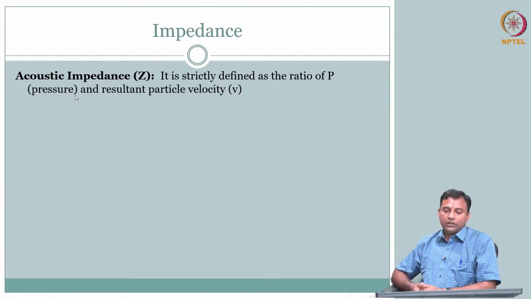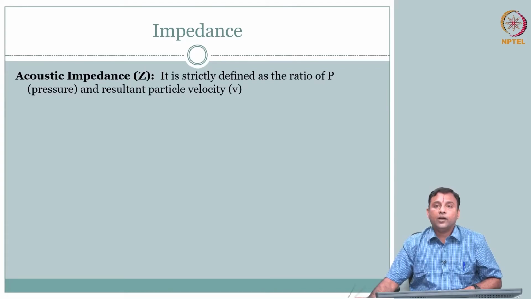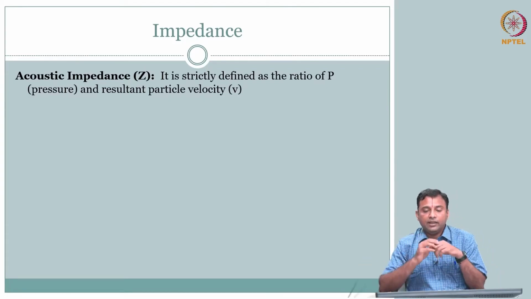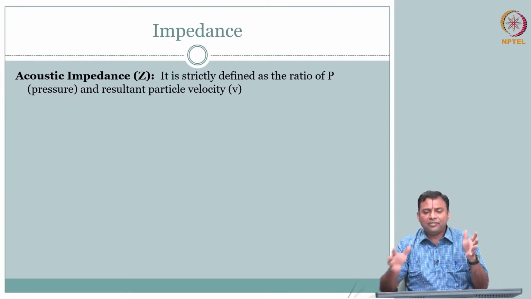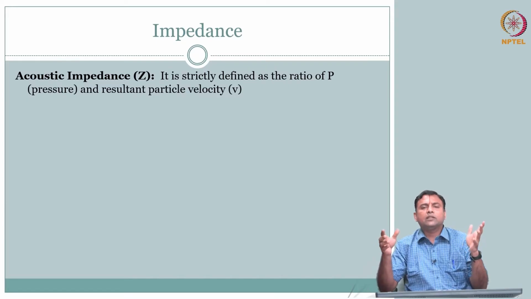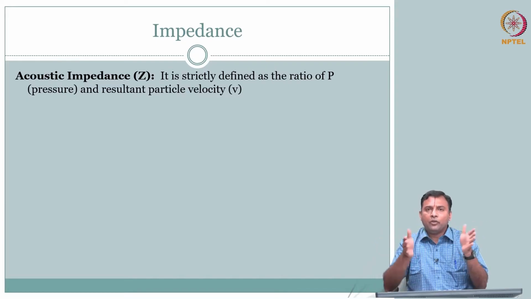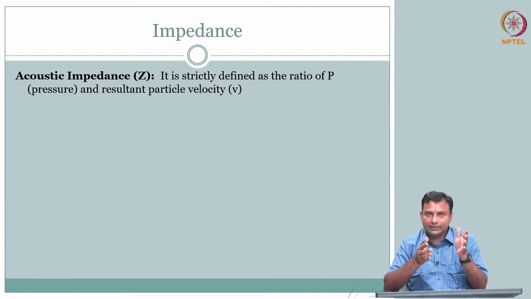What do we mean by acoustic impedance? What is acoustic impedance? It is strictly defined as the ratio of pressure to resultant particle velocity. So, what is it that we are doing? You have pressure, you are applying a pressure difference, and the pressure difference is giving rise to particle velocity.